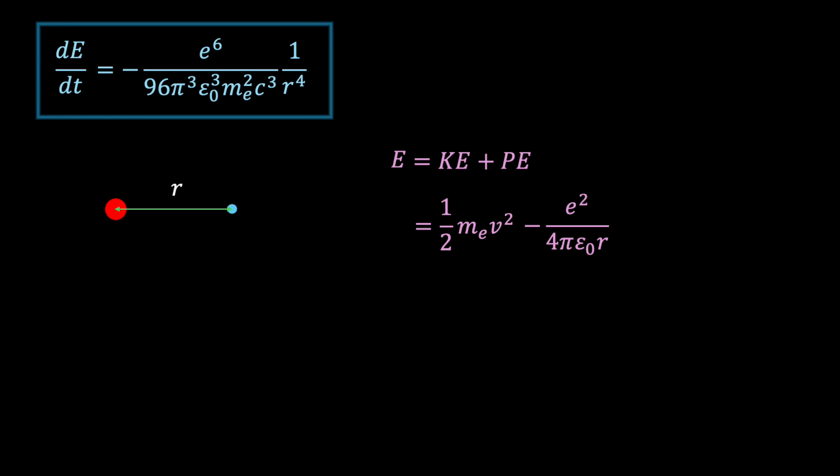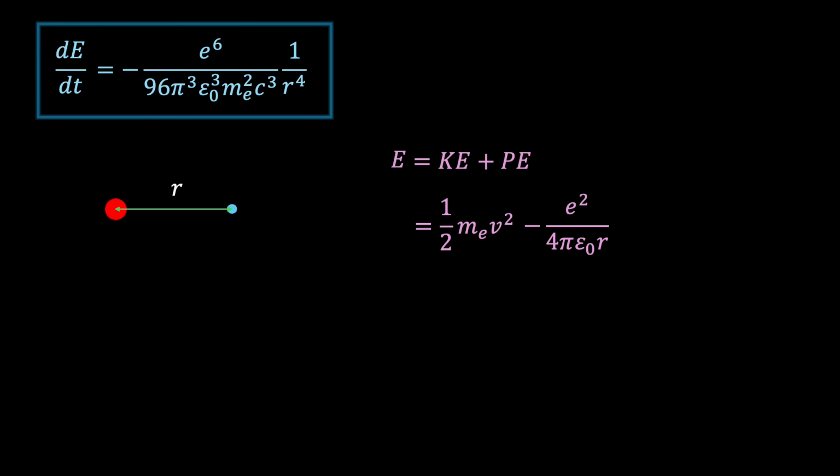Okay, next, let's calculate the total energy of the orbiting electron, which is the sum of its kinetic energy and potential energy. The kinetic energy is given by half mv squared, and the potential energy is given by minus e squared divided by 4 pi epsilon naught r, where r is the distance between the proton and electron.